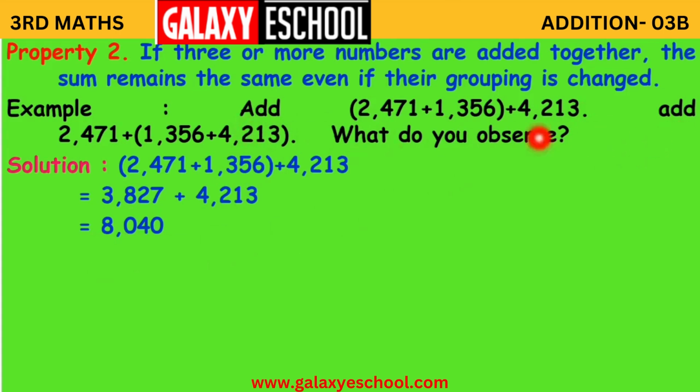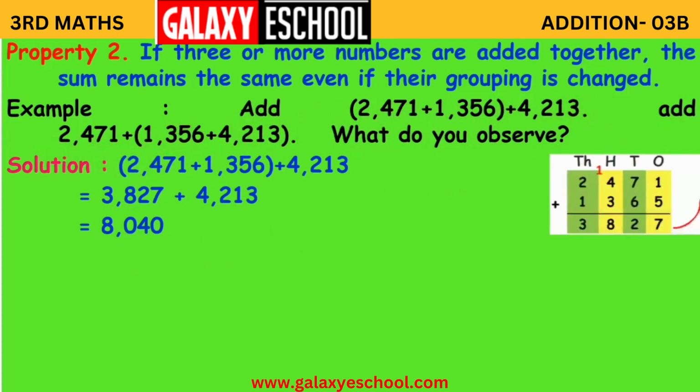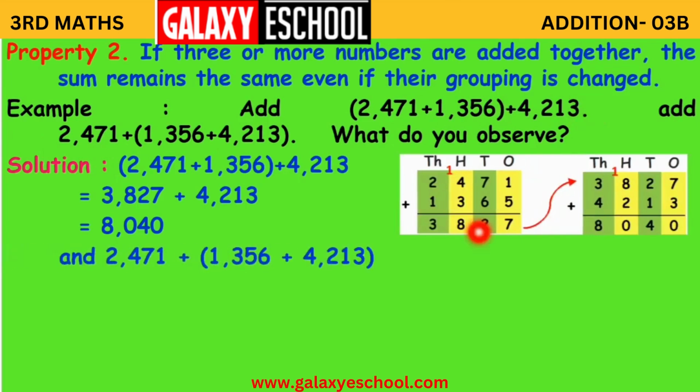Now the next part is to add the same numbers. We have the same numbers only, but the grouping is changed. See, previously 2471 and 1356 were in the same group, but here now 2471 has become single and 1356 and 4213 together form a group. Yes, the groups are changed.